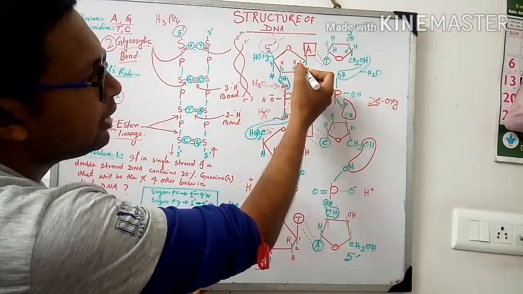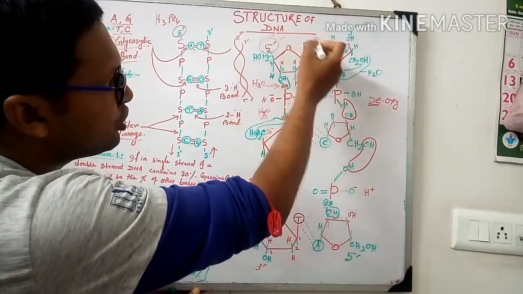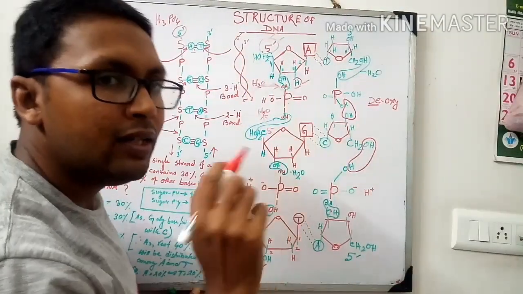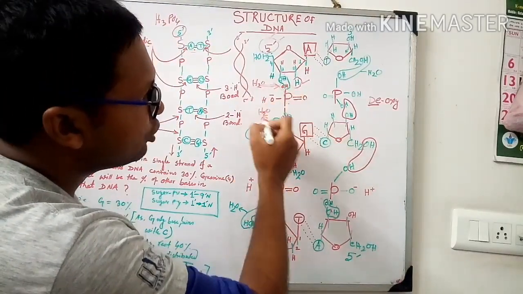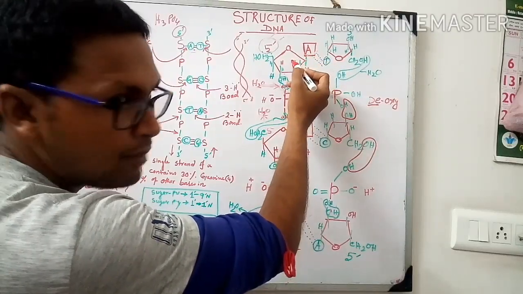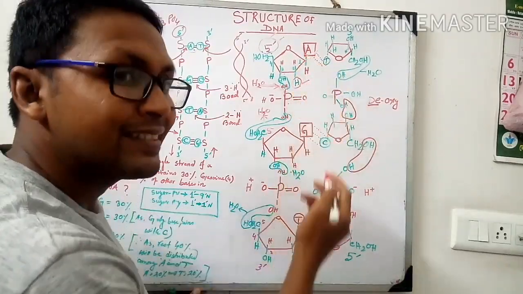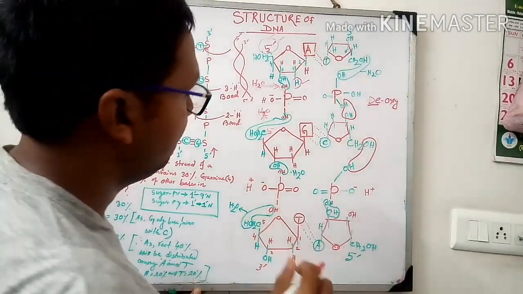So one sugar molecule, one phosphate molecule, and one nitrogen base, these 3 together constitute one nucleotide. And when phosphate is not present, and only the sugar molecule, that is the deoxyribose sugar, and the nitrogenous base are present, it is called a nucleoside. This is the basic difference between nucleotide and nucleoside.